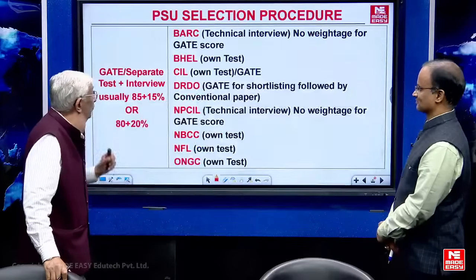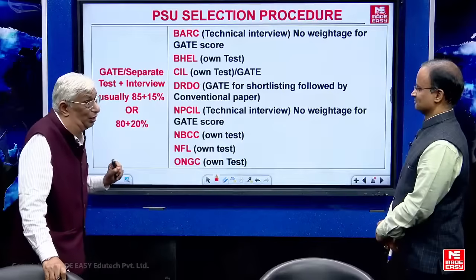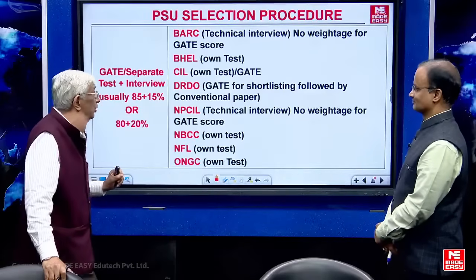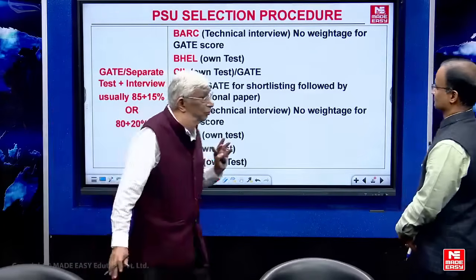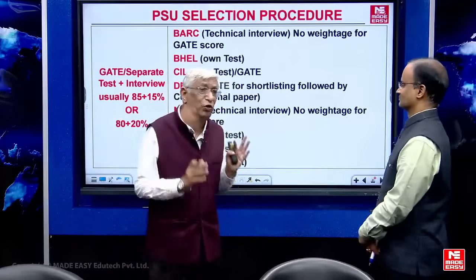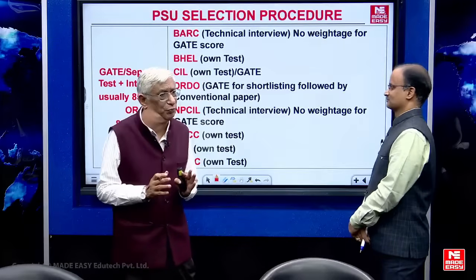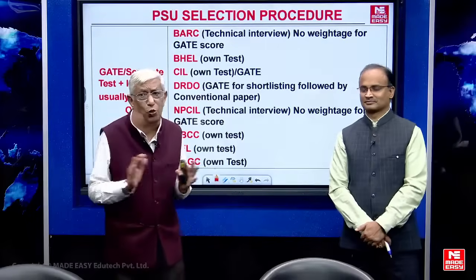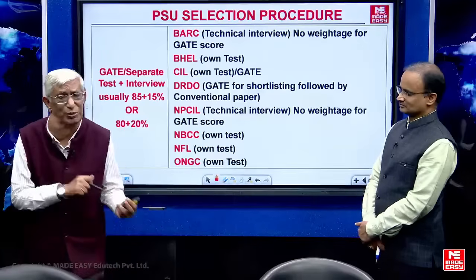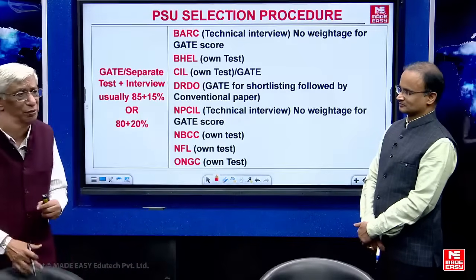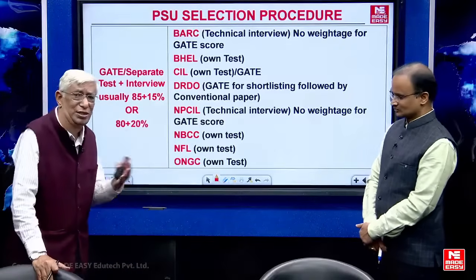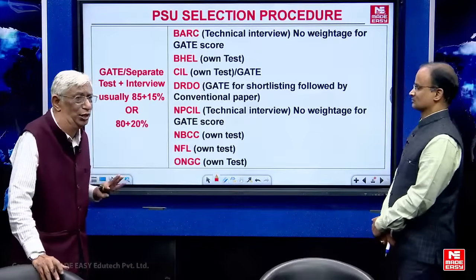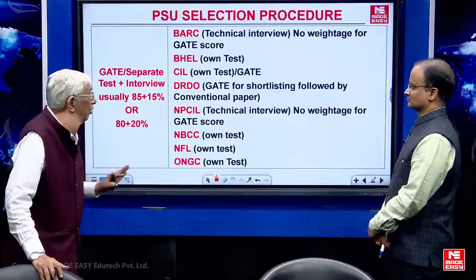Moving forward, we were talking about BARC as a research organization. They are using the GATE score only for shortlisting for the interview. And BARC also conducts its own exam. And there is no quota allocation. It is not that 20% seats will be through GATE score and 80% will be through their own exam, or it is 30-70 or anything, nothing of that sort. There is no internal fixation of that sort, right?